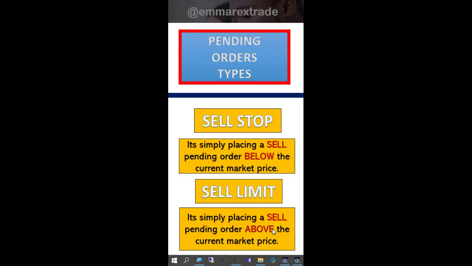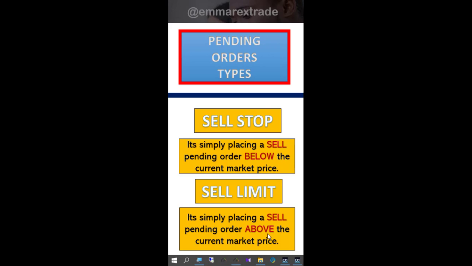Say you want to sell and the price is low. You don't want to sell at that low price. You want to wait for a better price, and a better price to sell is a higher price. So you can go above the current market price and place the order at a resistance such that whenever the price touches that resistance, it will pick your trade, a sell, and then you are now on the trade.